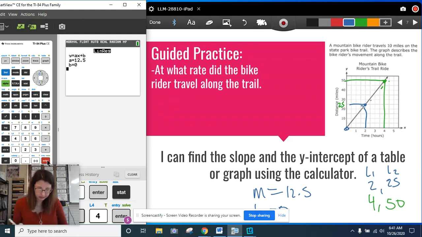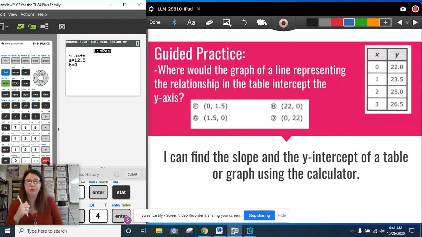So my rate is 12.5 miles, because here's miles, per hour. 12.5 miles per hour. Problem 2. Where would the graph of the line representing the relationship in the table intersect the y-axis? So we're looking for the y-intercept, or the B.